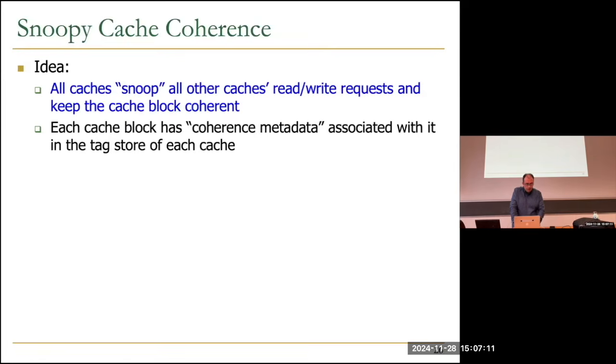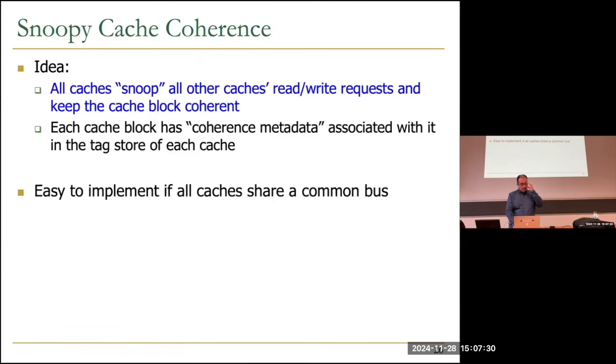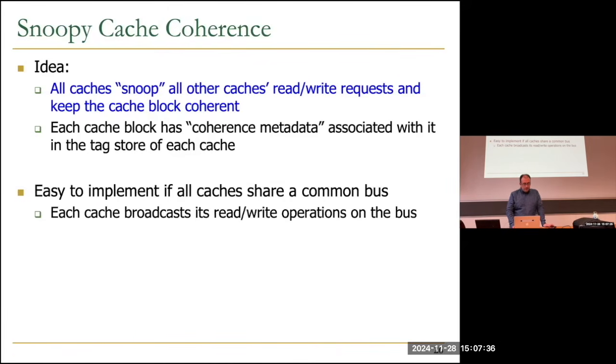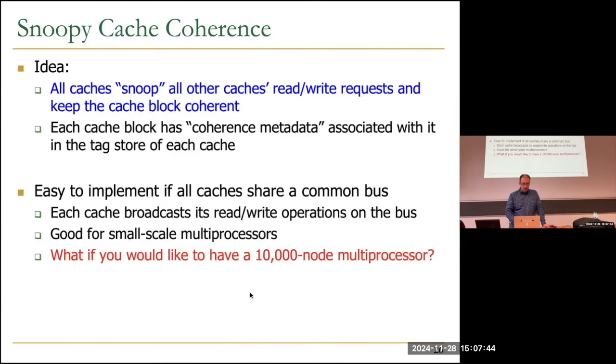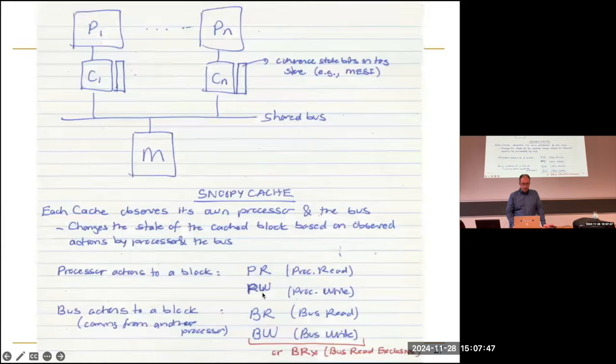The idea here is that all caches snoop all other caches' read and write requests and keep the cache blocks coherent. Each cache block has coherence metadata associated with the tag store of each cache. In that example, we talked about the invalid-valid protocol, so you need to keep that metadata for every cache block. This is easy to implement if all caches share a common bus. Each cache broadcasts its read and write operations on the bus, which is good for small-scale multiprocessors. But what if you would like to have a 10,000-node multiprocessor? Clearly, it's not easy.